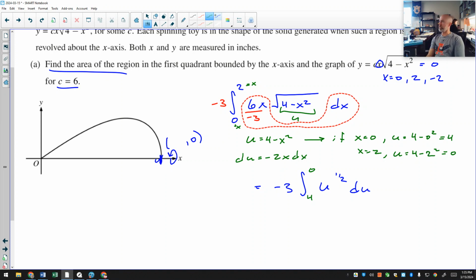So now we finish this up. The antiderivative. I'm going to ignore the negative 3. The antiderivative of u to the 1/2 is u to the 3/2 divided by 3/2, which is times 2/3. I'm going to evaluate it from 4 to 0. If you're going to plug the x's back in, then you'll eventually evaluate from 0 to 2.